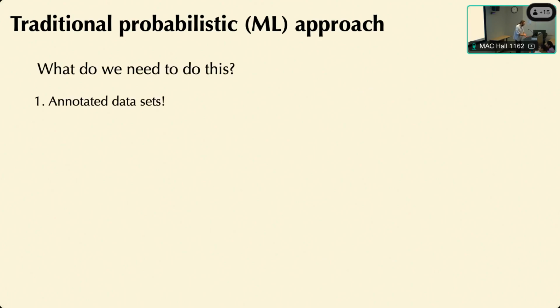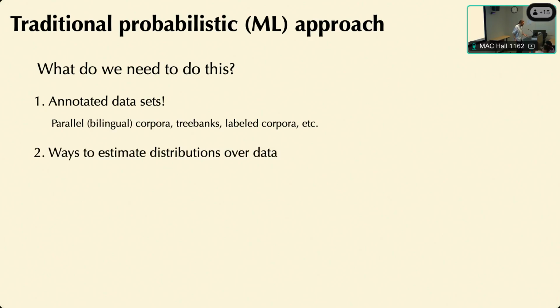We need data. We need large amounts of data, right? If you're doing translation, you need bitext, parallel data that is in both English and your target language. If you're doing spam filtering, you need a lot of spam messages that are marked as spam and a lot of ones that are marked as not spam. Then you need methods to estimate distributions over that data, like any other statistical learning problem, right?